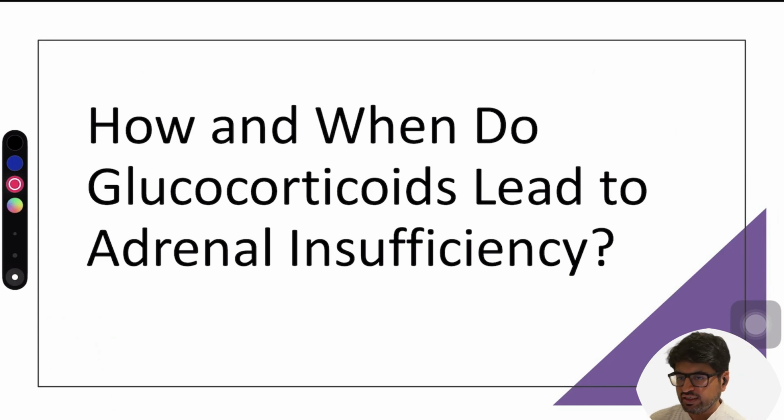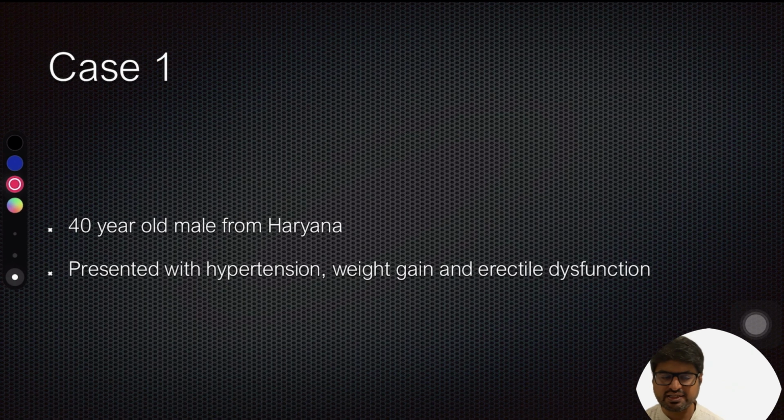Now jump to another favorite topic of mine, that is glucocorticoids, and how glucocorticoids produce adrenal insufficiency and how you will diagnose it, how you will treat it, right? That is what we'll discuss. Now this is a case, this is of course an old case of mine. I saw exactly a similar patient today in my practice. So this was a 40-year-old patient from Haryana.